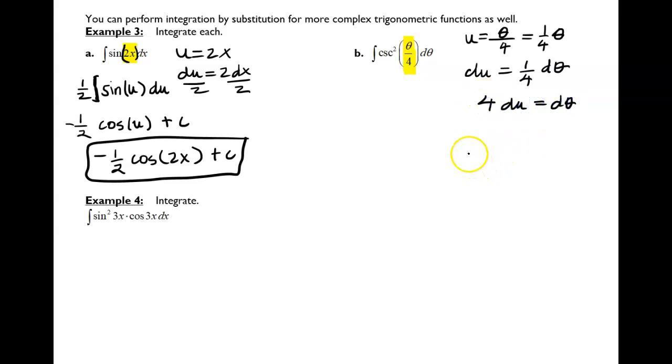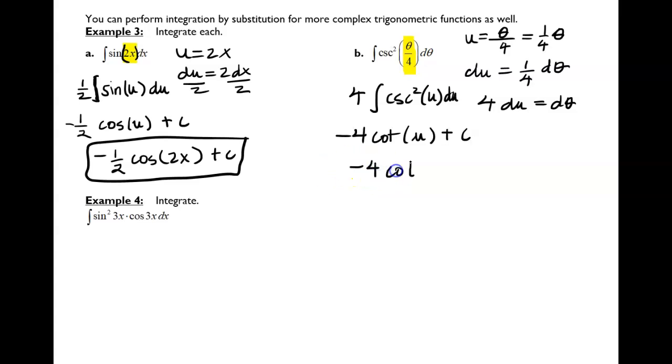So now when I make my substitution, I'm going to have 4 times the integral of cosecant squared of u du. So I'm replacing the theta over 4 with my u. Now I can take my antiderivative. The antiderivative of cosecant squared is negative cotangent of u plus c. And then don't forget to plug your u back in.